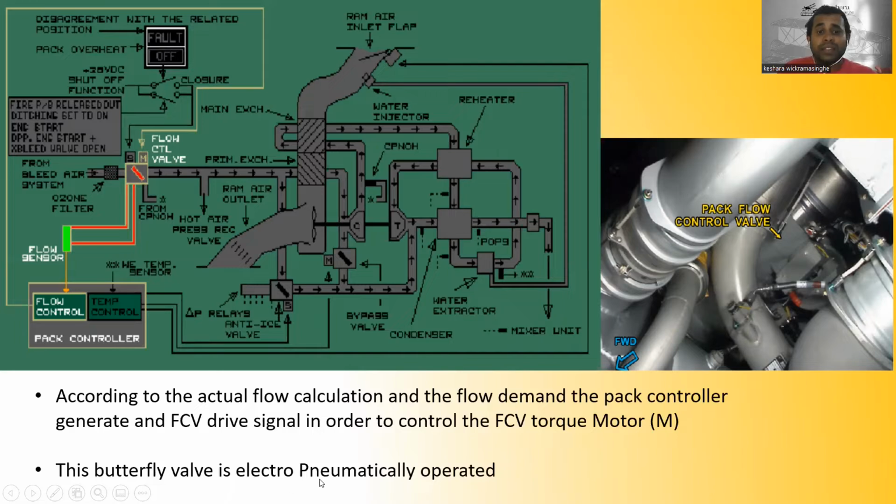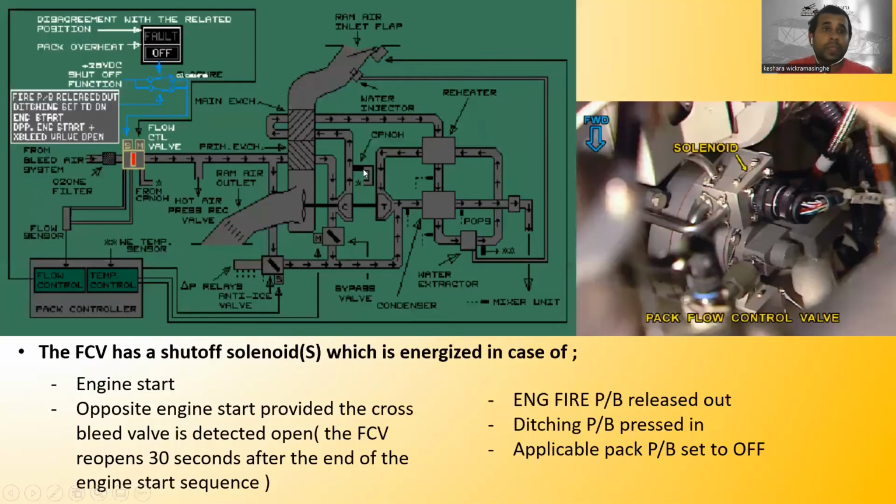This butterfly valve is electro-pneumatically operated. You can see this is the butterfly valve, and this is the flow control valve. The flow control valve has a shut-off solenoid. You can see this is the shut-off solenoid, which will be energized in case of engine start. If there is engine start, it will be energized, or opposite engine start, provided the cross bleed valve is detected open.